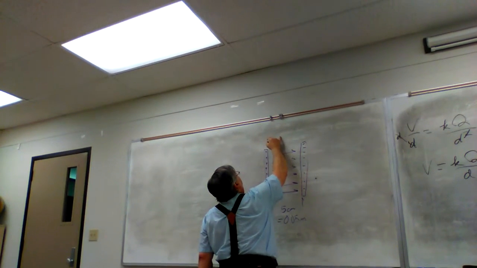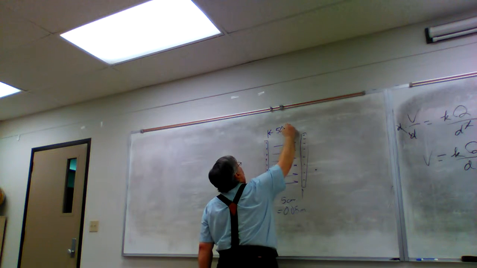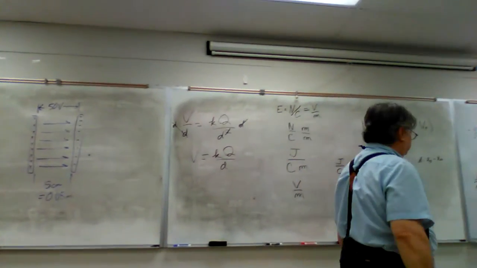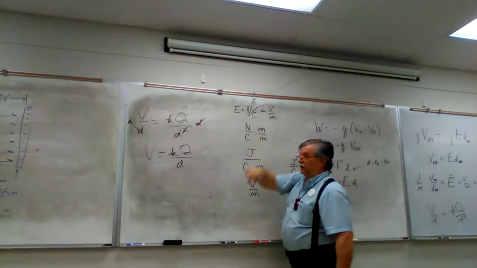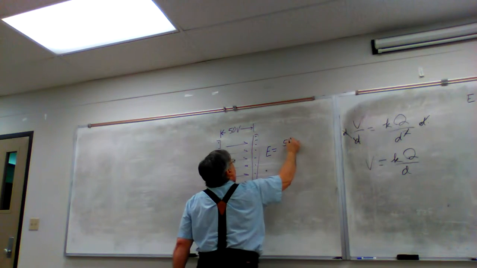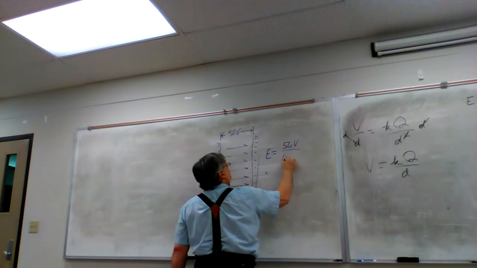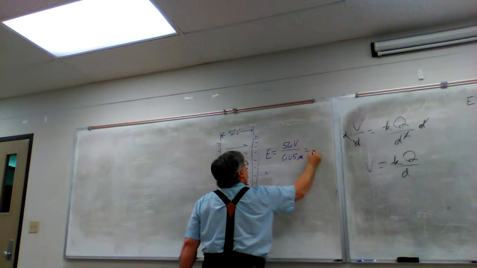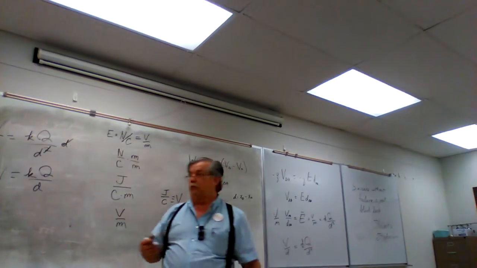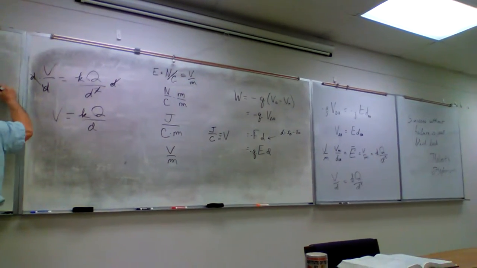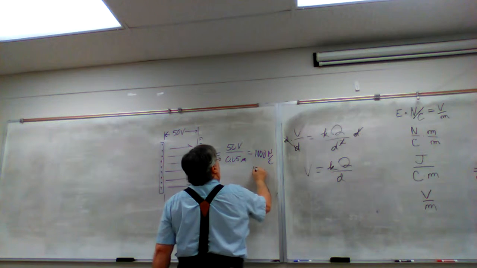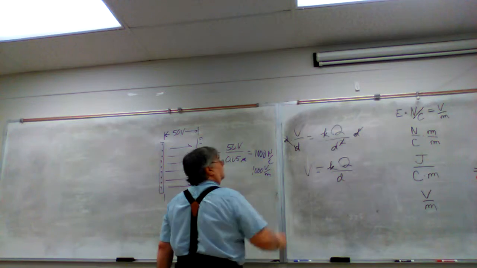And what if the potential difference between them is 50 volts? What is E? E is volts per meter. So we've got 50 volts divided by 0.05 meters equals, somebody with a calculator. Works for me, 1,000 newtons per Coulomb, or 1,000 volts per meter.